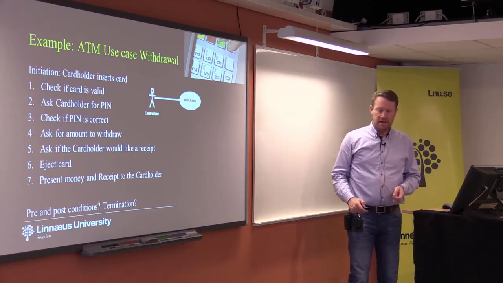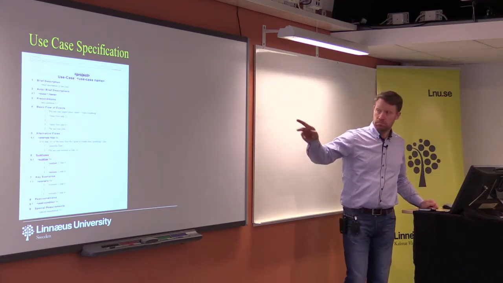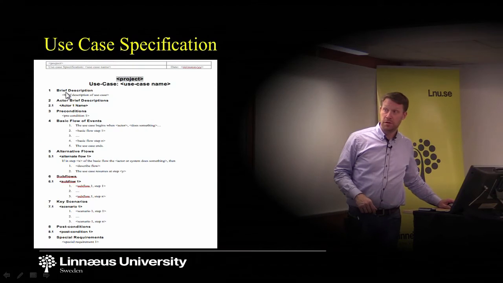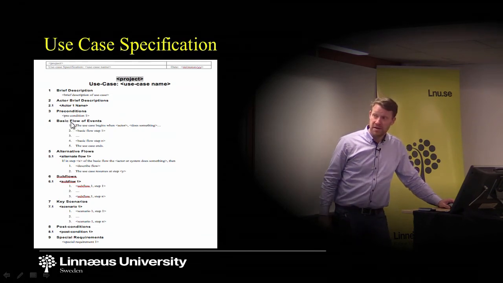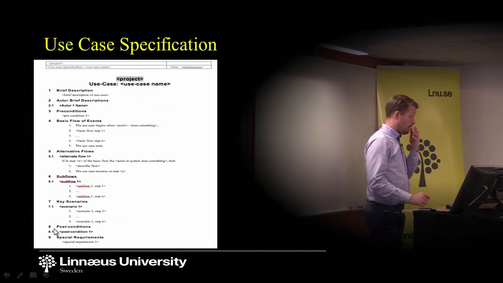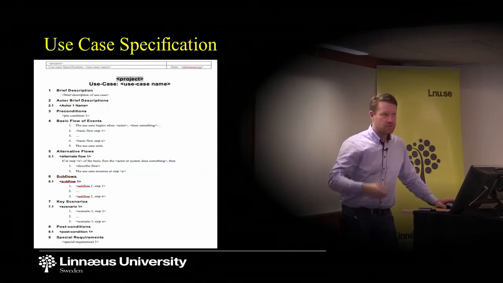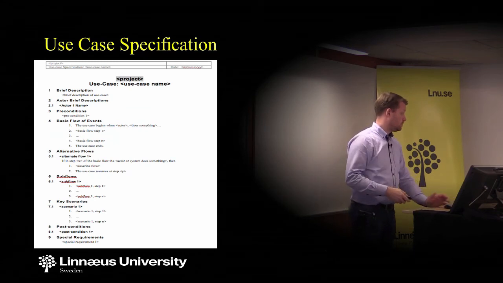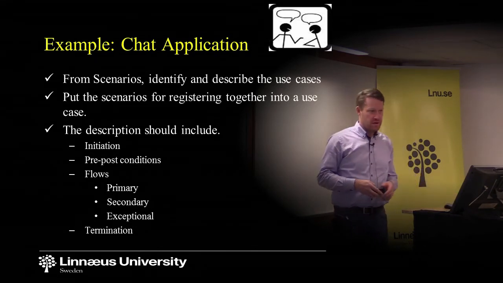If you want to look more into the details of a use case description, well, OpenUP will provide you with a template for that too. At least it will give you some idea about a brief description, an overview description of the use case, actors involved, preconditions, some details on the basic flow of events, the alternative flows, post conditions, and what they call special requirements down here. Special requirements are user interface requirements, other quality requirements, etc. So, from scenarios, identify and describe the use cases.